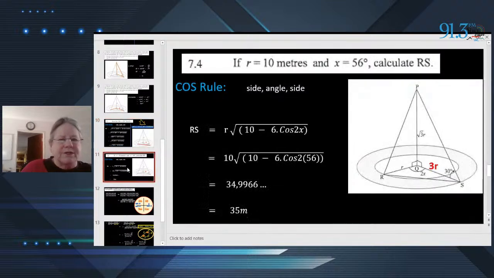And then your last question on this lot. If you couldn't do 7.3, remember it's normally followed by a simple question where they actually give values. So they tell us now, R is 10 and that's 2 marks. So don't skip it and don't miss it. R is 10 meters and X is 56 degrees. So you would just plain go, sub it into the formula, work it out in your calculator, and that answer is RS is 35 meters.